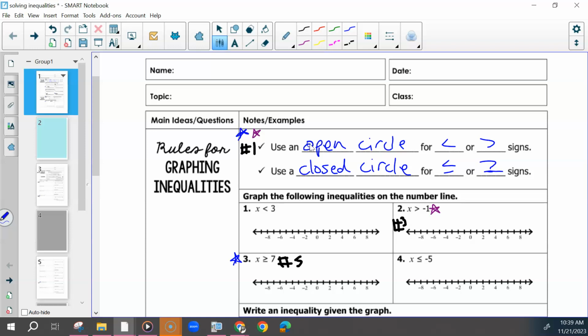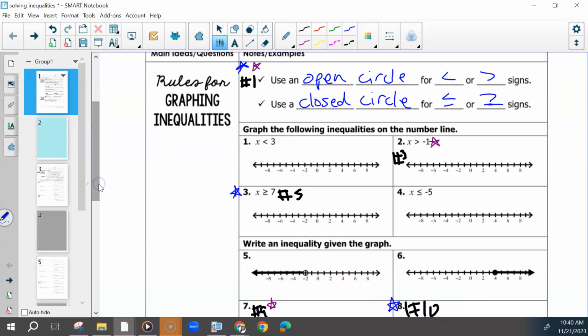Right? So to help you remember which is which, when you think strictly less than, strictly greater than, you're thinking it's not part of the solution set, it's open. The closed circle is included in the solution set, has the equal to with it, it is equal to, so keep that in mind.